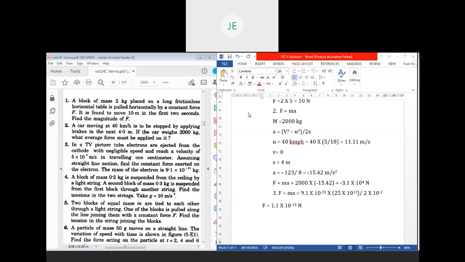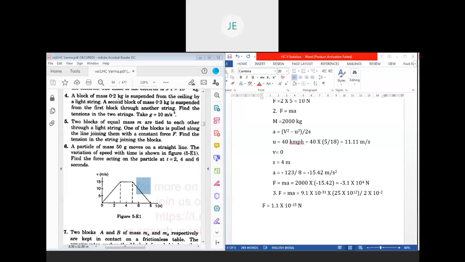A block of mass 0.2 kg is suspended from the ceiling by a light string. A second block of mass 0.3 kg is suspended from the first block through another string. Find the tensions in the two strings. First, you should be able to draw the diagram of it. All of you try to draw the diagram, please. A block of mass 0.2 kg is suspended, then a second block of 0.3 kg is suspended. So first all of you draw the diagram.